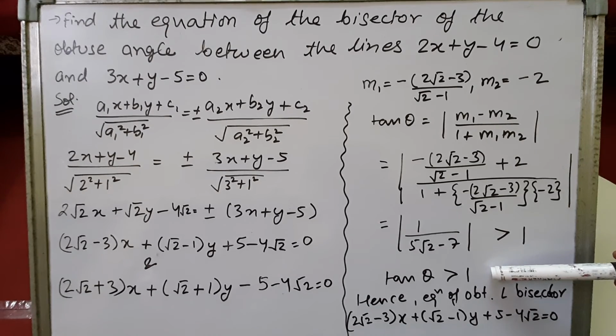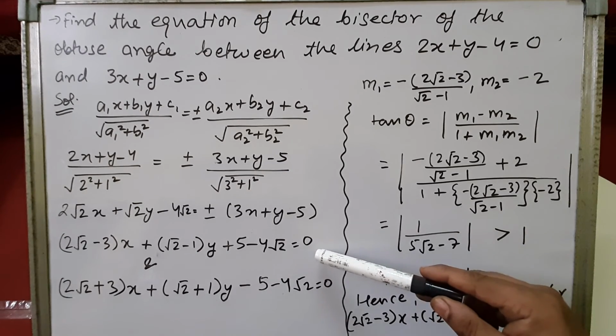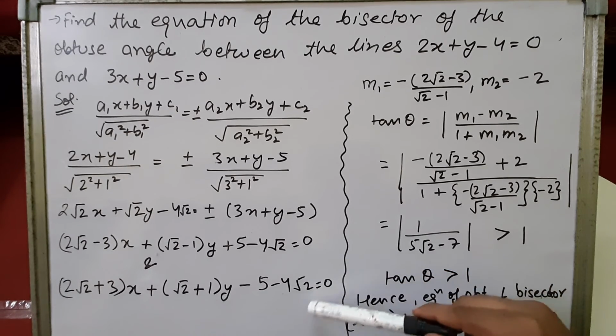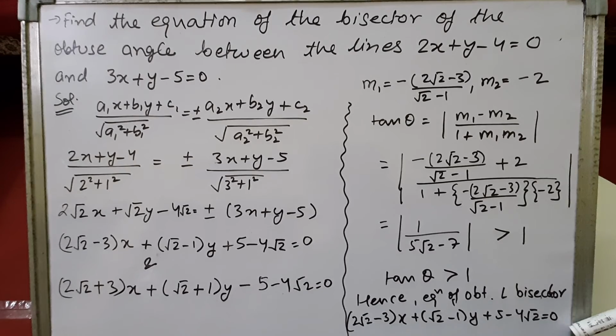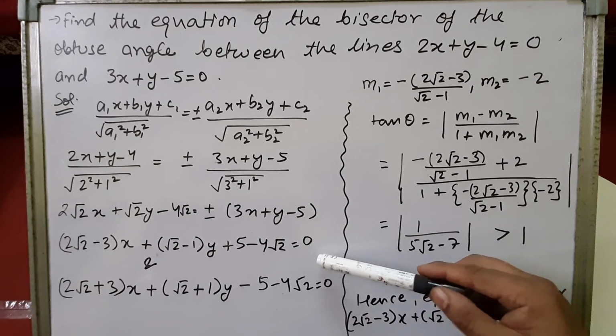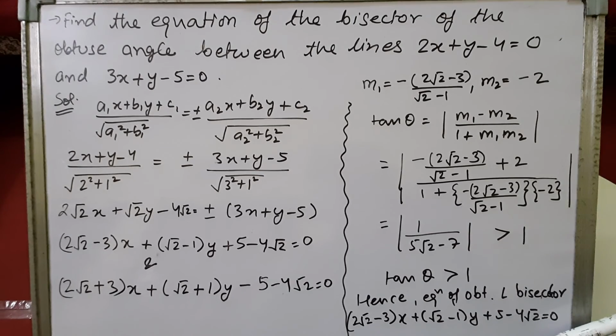When tan theta is greater than 1, theta is greater than 45 degrees. So the equation we have taken is the equation of the obtuse angle bisector, and the other equation is the equation of the acute angle bisector. Hence our assumption was correct, and the equation of the obtuse angle bisector will be (2 root 2 minus 3)x plus (root 2 minus 1)y plus 5 minus 4 root 2 equals 0. Alright, please note, children.